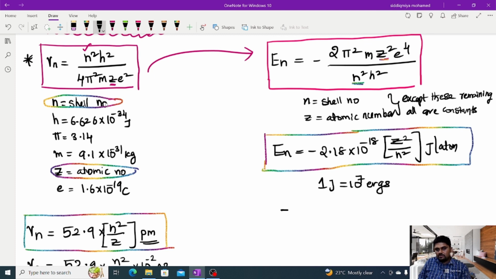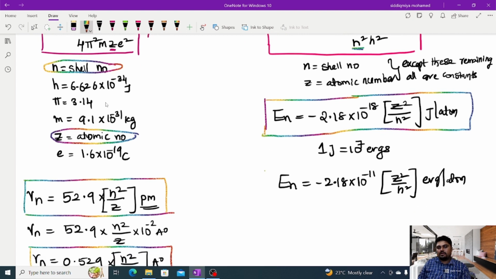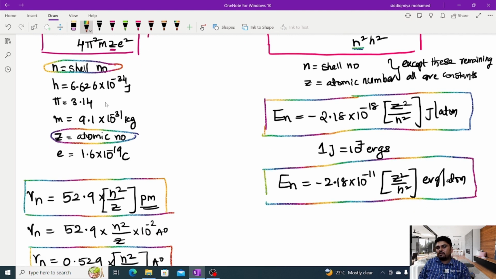So substitute that. Then En is equal to minus 2.18 into 10 power minus 18 plus 7, now how much will come? Minus 11. Z square by n square erg per atom. This formula is also important, right? And the next one we will see.